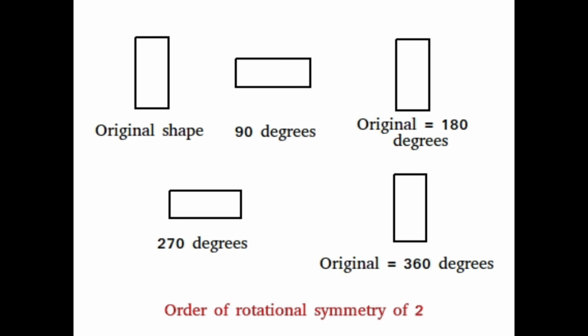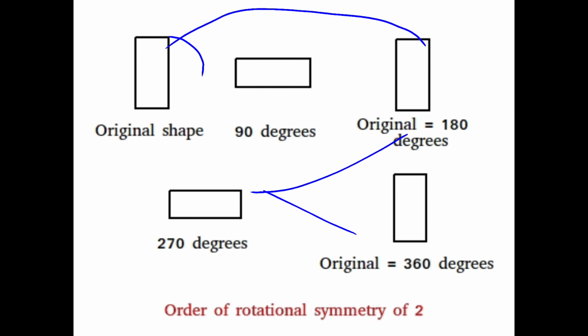Previously I explained using the alphabet letters. Now I will show you the diagram. As you see, the original picture here is a rectangle. The rectangle is rotated 90 degrees, and it will become like this, and again it is rotated to 180 degrees. The 180 is equal to the original shape, and again it is rotated to 270, which is not equal to the original shape. Again it is rotated to 360 degrees, which is equal to the original shape. So the order of rotational symmetry is 2.